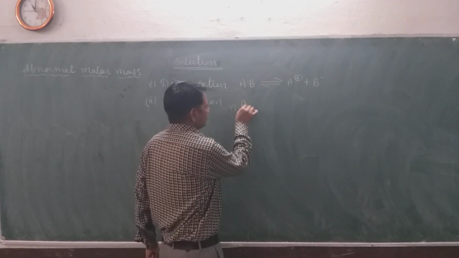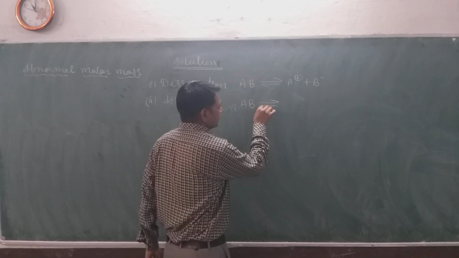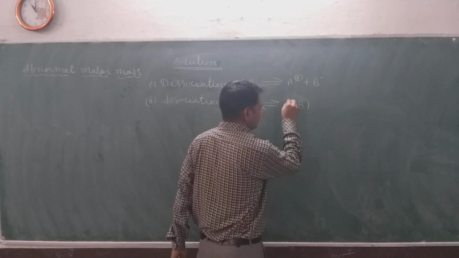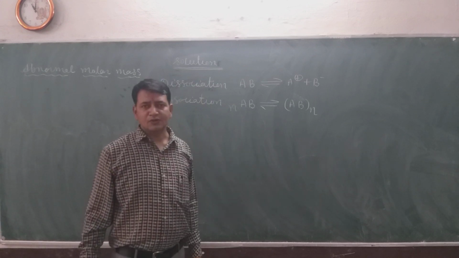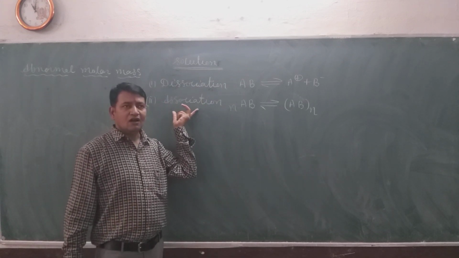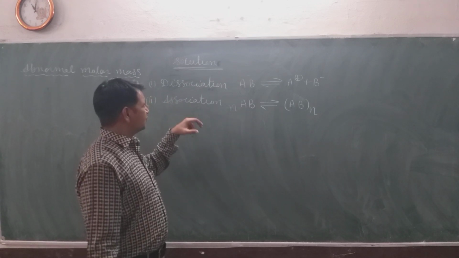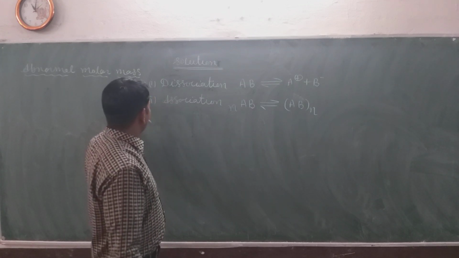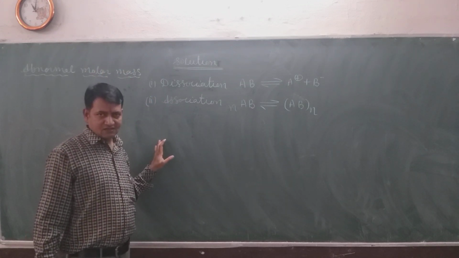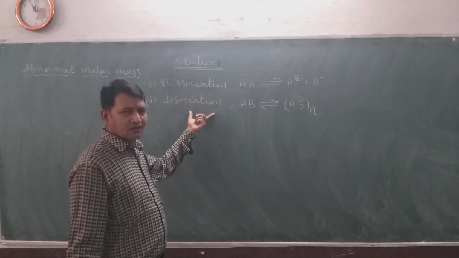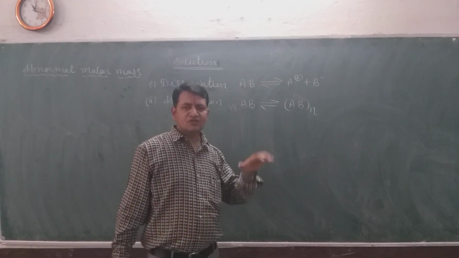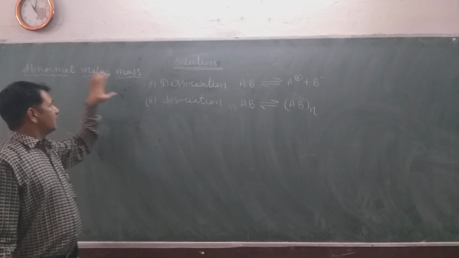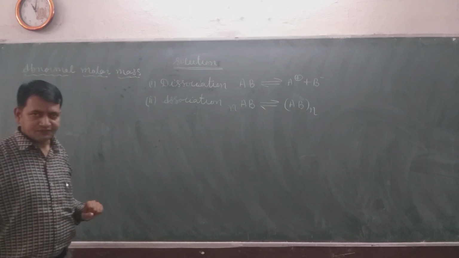What is the meaning of association? When n molecules of a compound in the solution aggregate and become a single larger molecule, this concept is known as association. So due to these two phenomena, dissociation and association, we obtain abnormal molar mass. This is the meaning. And due to these two phenomena, we obtain a different value of the molar mass, which is known as abnormal molar mass.